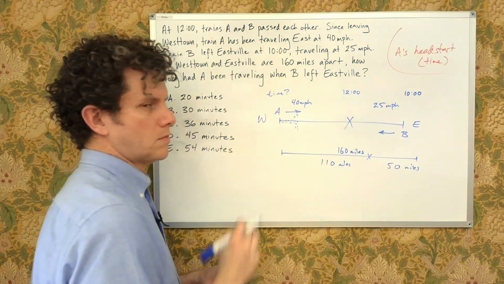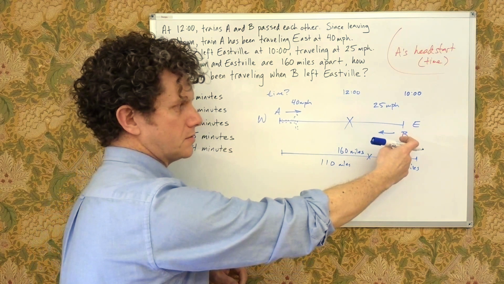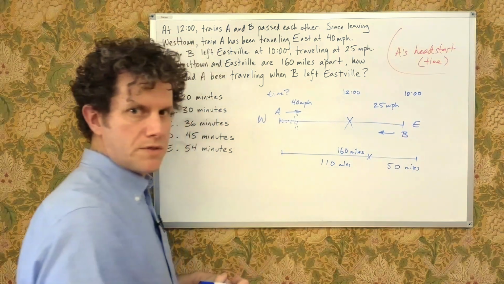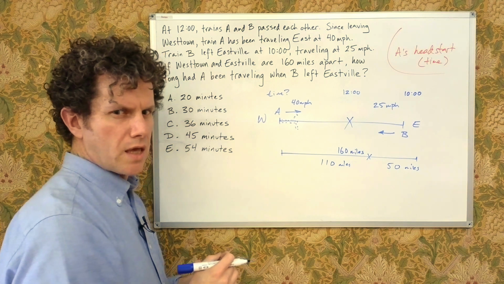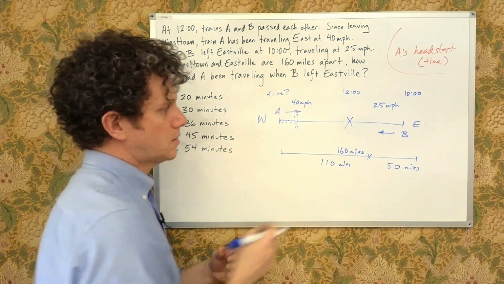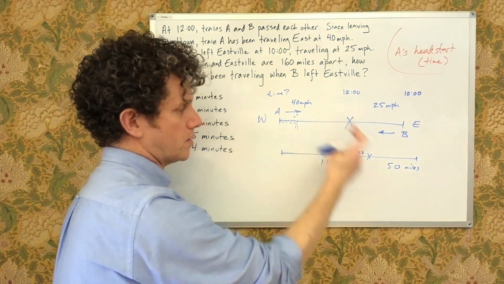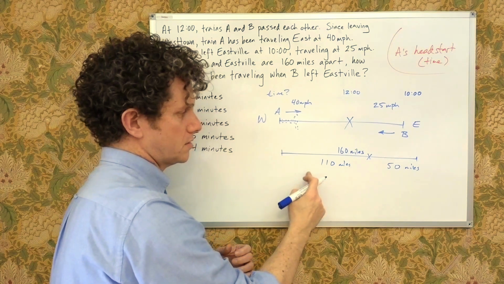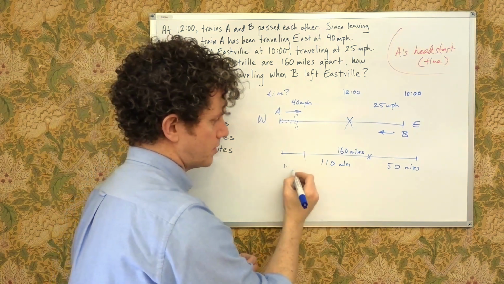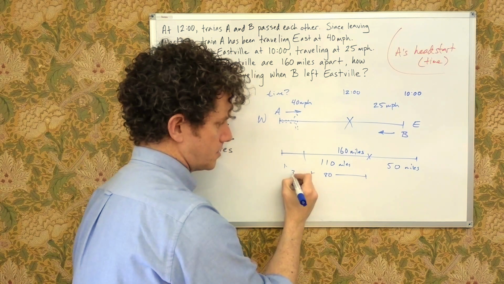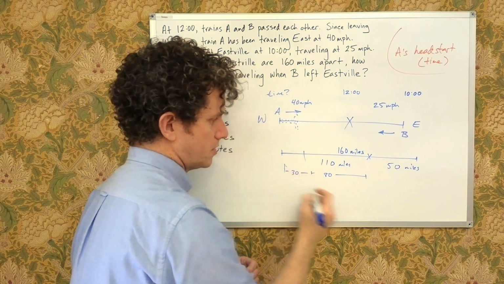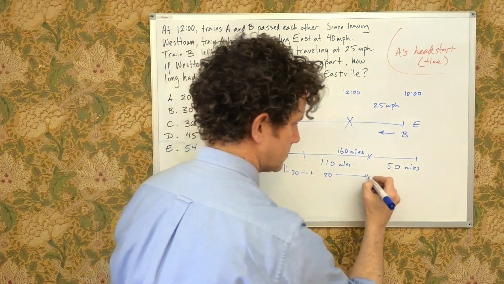And well, when did B leave? 2 hours before that meeting. Where was A at that time? Well, at 40 miles an hour, it was 80 over here, which means we've got 30 miles unaccounted for.